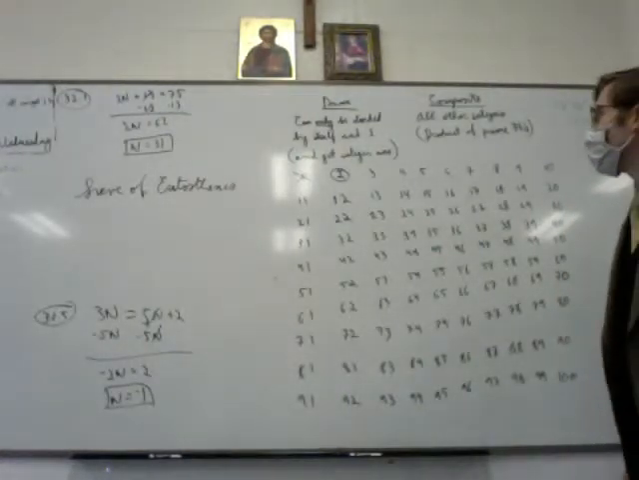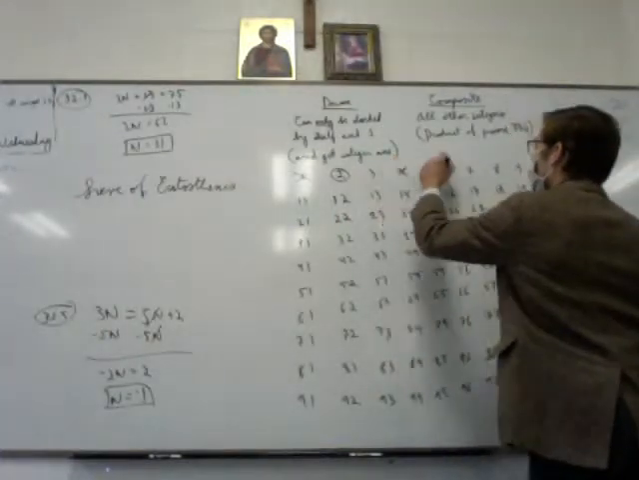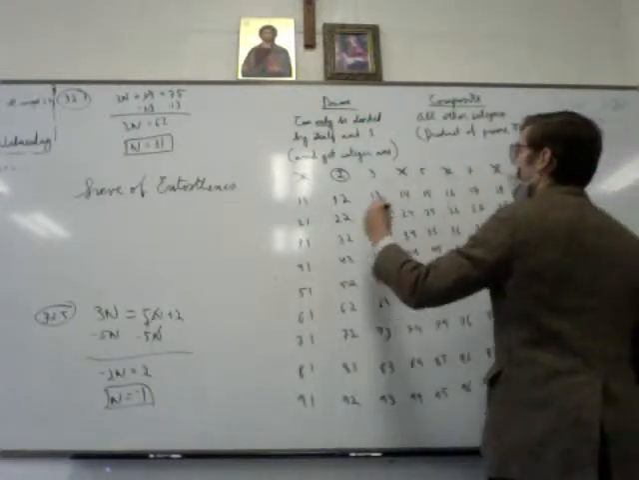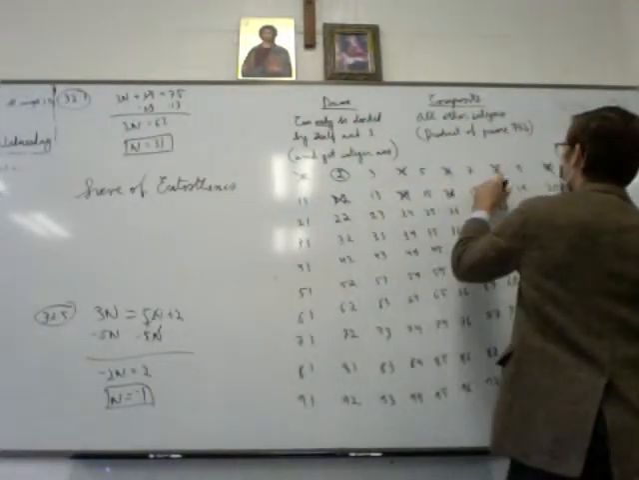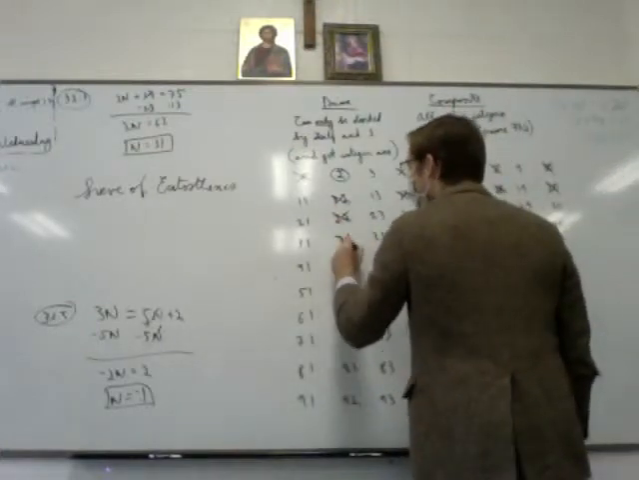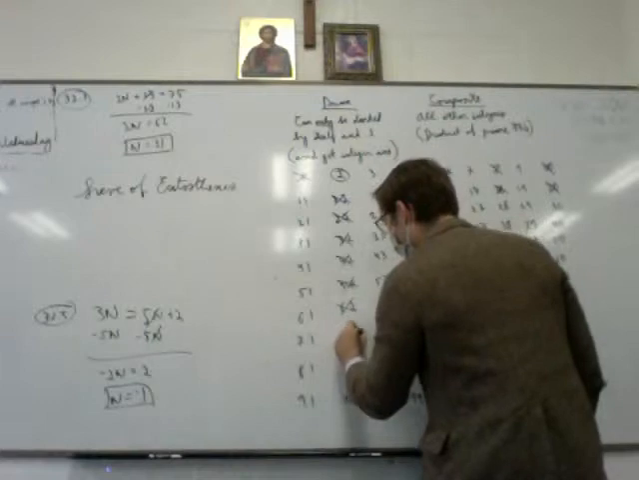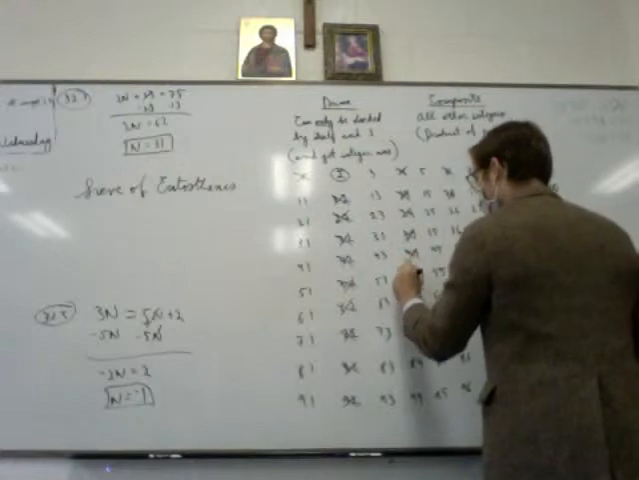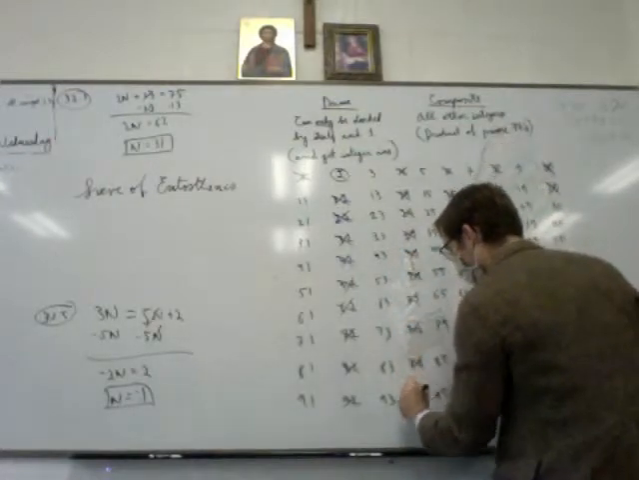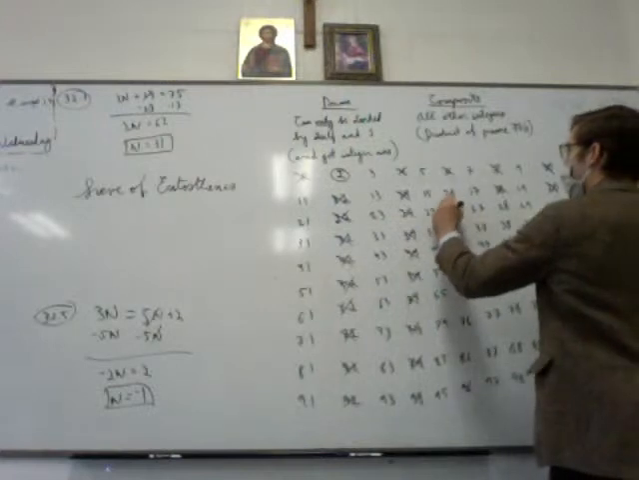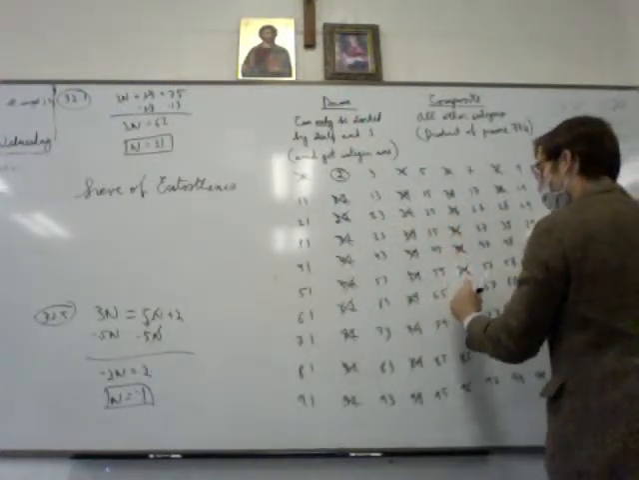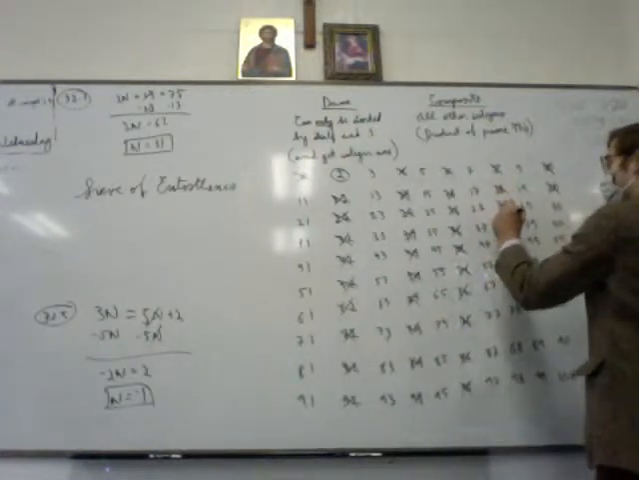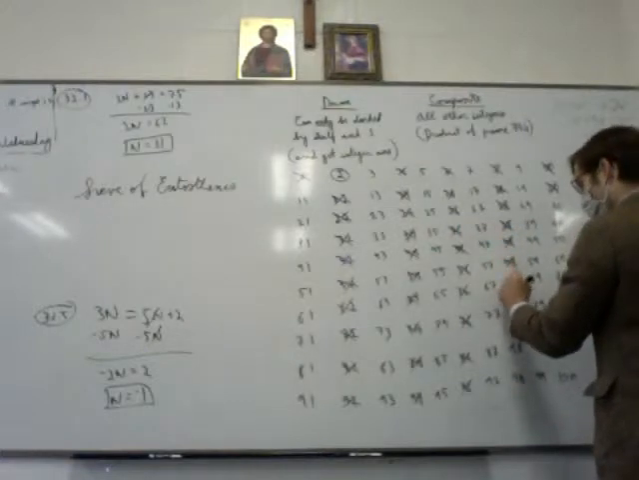So what can we divide by 2? 4, 6, 8, 10, 12, 14, 16, 18, 20, 22. These entire columns of even numbers, they're all not prime. A number being even means it's divisible by 2. So how can an even number other than 2 be prime? It can't.